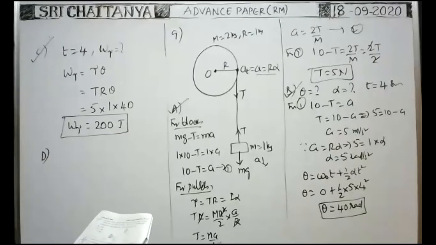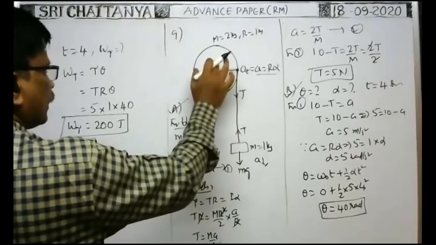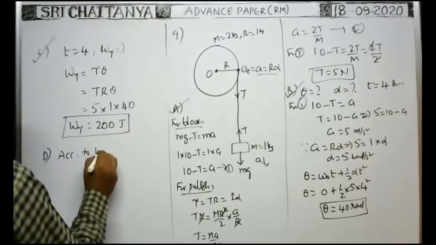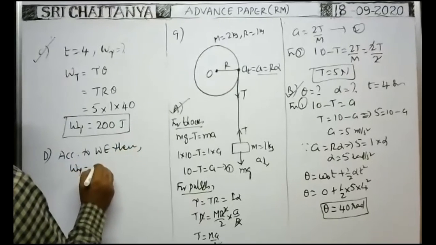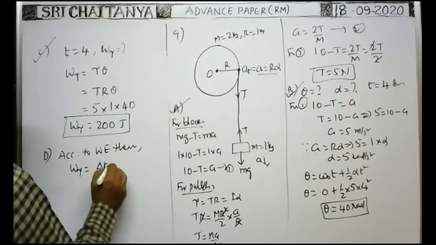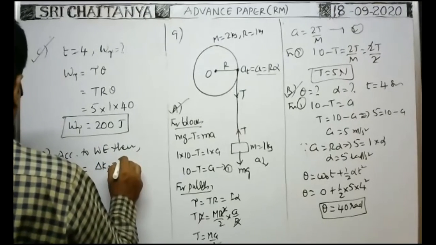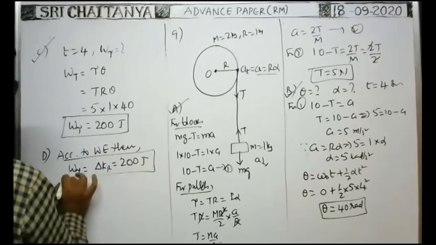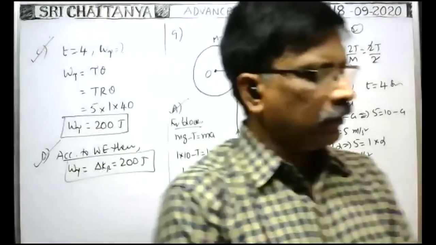The increase in kinetic energy of the disk in the first 4 seconds means whatever the work done by torque on the disk, because of that only it rotates. So according to the work-energy theorem in rotational motion, work done by torque is equal to the increase in rotational kinetic energy, that is, final rotational kinetic energy minus initial rotational kinetic energy. They asked this only, that is equal to 200 joule. That's all. This is also correct. So A, B, C, D all are correct for the 9th problem.